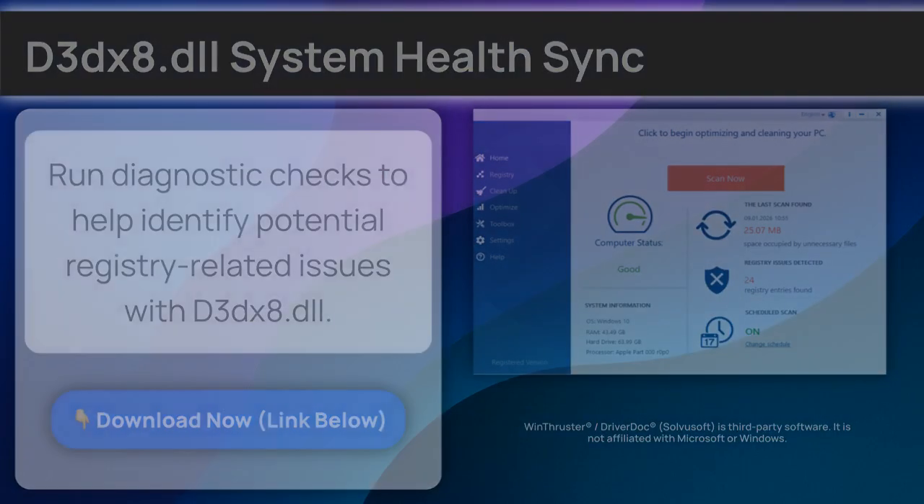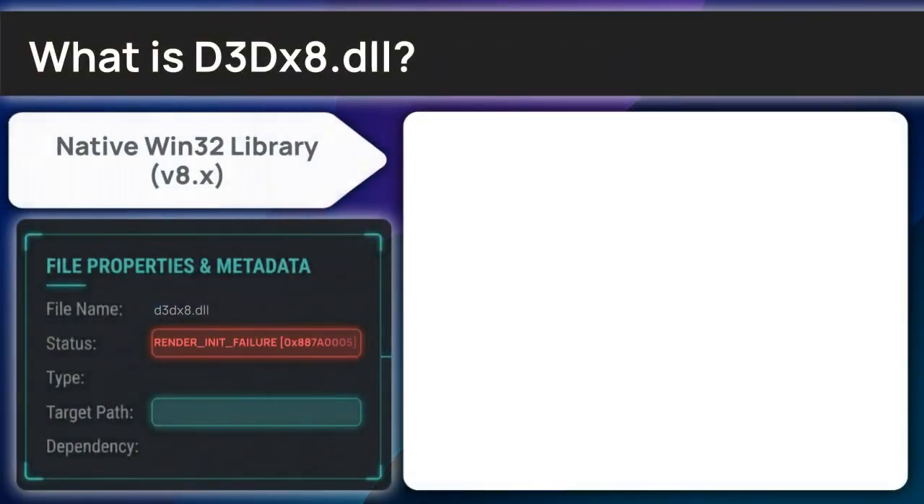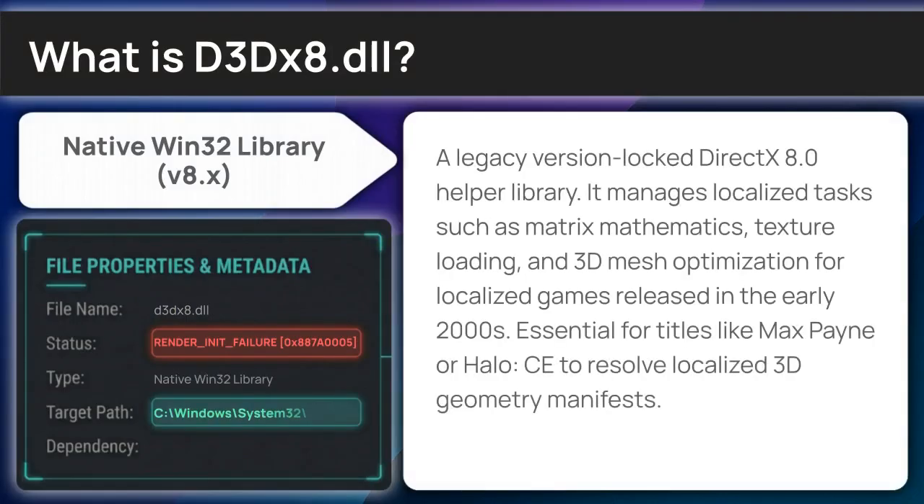This is the DirectX 8 library, a legacy version-locked DirectX 8.0 helper library. It manages localized tasks such as matrix mathematics, texture loading, and 3D mesh optimization for localized games released in the early 2000s. Essential for titles like Max Payne or Halo: CE to resolve localized 3D geometry manifests.